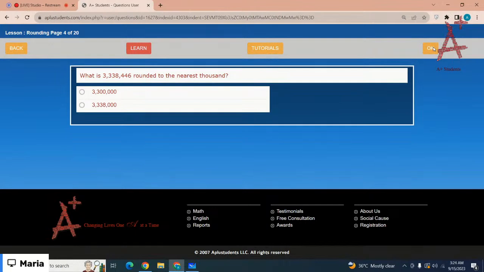Okay, 3,338,446 rounded to the nearest 1000. So which is the correct option? Nearest 1000. 8 is at the thousands position, right? On the right hand side, you have 4. 4 is less than 5. Just replace the last 3 digits with 0. It would be 3,338,000. The correct option is the second one.